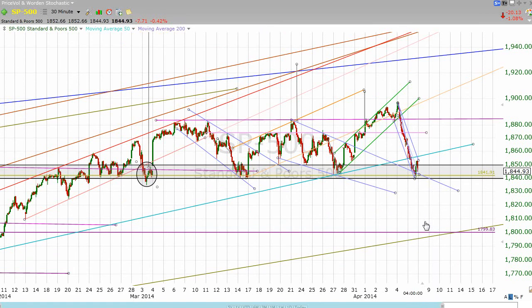Now, I want to kind of emphasize that. We talk about support. When I say support, I'm talking about trend line support. There are times when the markets will move into an area and there are no trend lines, but eventually there's going to be someplace where you find support or resistance.